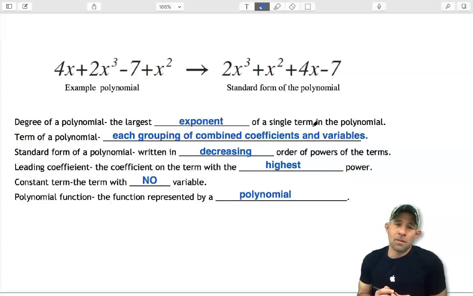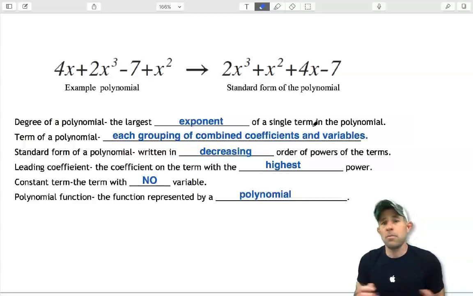Guys, welcome to Unit 11. Today we're going to start off Unit 11 by introducing to you some terminology around polynomials. So pause the video now and complete the definitions at the top part of your notes on polynomials.